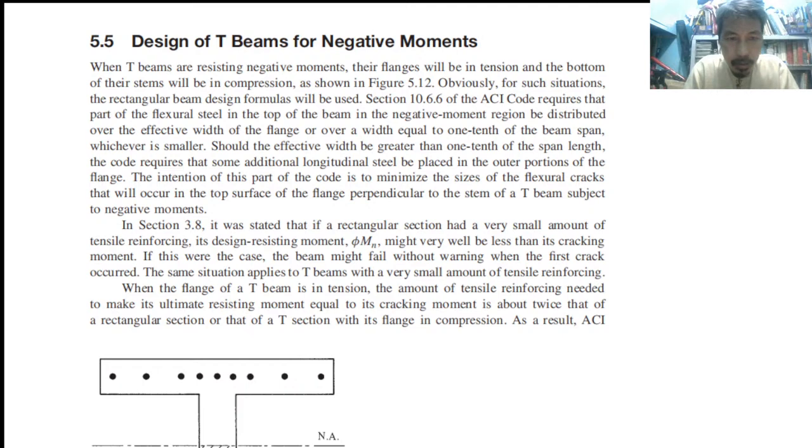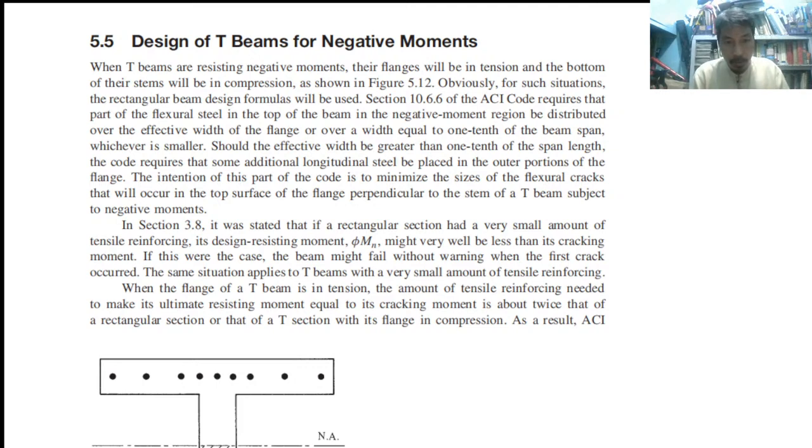Should the effective width be greater than 1/10 of the span length, the code requires that some additional longitudinal steel be placed in the outer portions of the flange. The intention of this part of the code is to minimize the sizes of the flexural cracks.